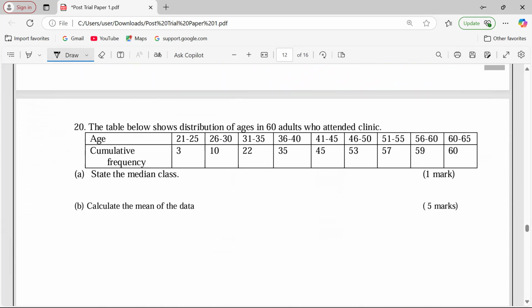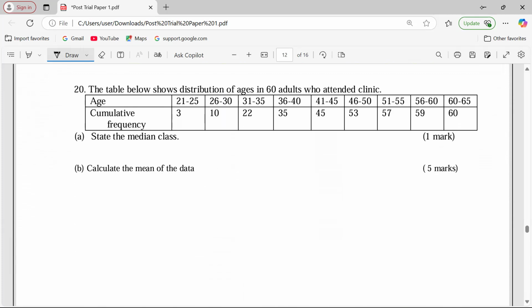Meters per second squared. Let's look at number 20. The table below shows distribution of ages in 60 adults who attended a clinic. So we have the ages in classes. We have a cumulative frequency. This is cumulative frequency, not frequency.